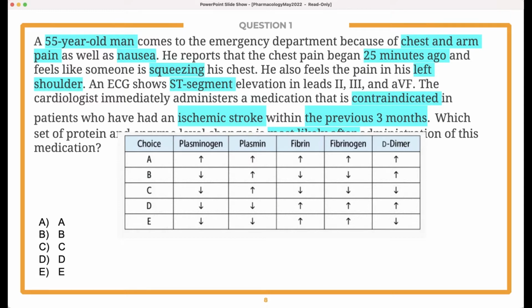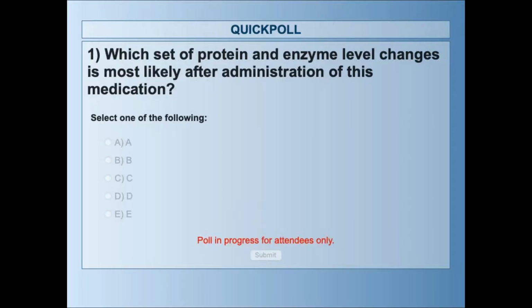Okay, everyone, have you locked in on your answer choice? Then we will launch the poll. So let us know which set of protein and enzyme level changes is most likely after administration of this patient's medication.